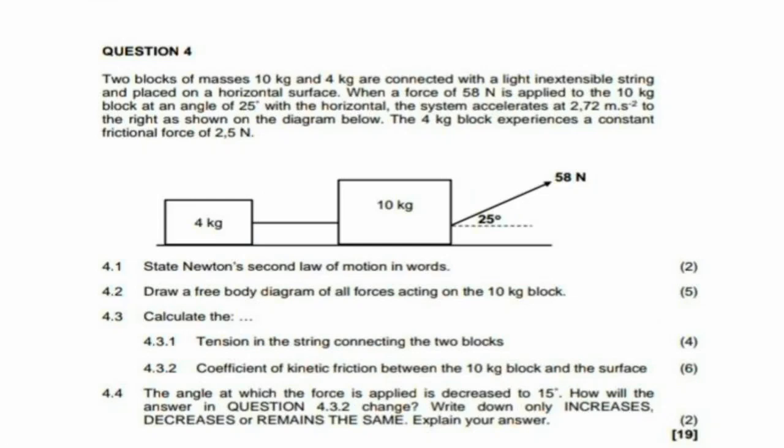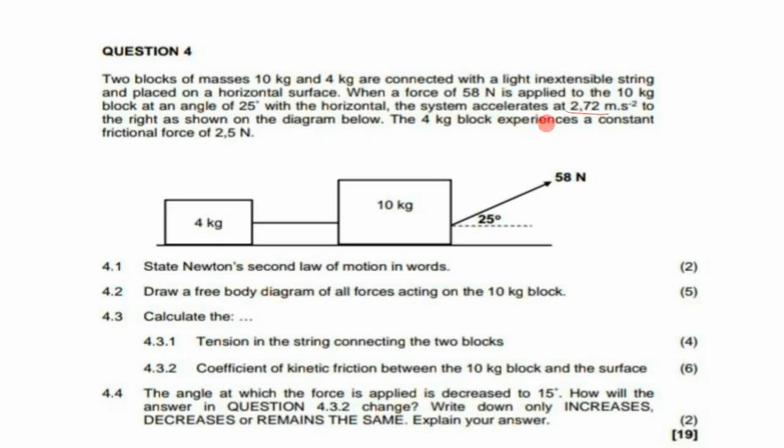Okay, so let's look at question 4. It says two blocks of masses 10 kg and 4 kg are connected with a light inextensible string and placed on a horizontal surface. When a force of 58 Newton is applied to the 10 kg block at an angle of 25 degrees with the horizontal, the system accelerates at 2.72 meters per second square. So we are given the acceleration to the right as shown on the diagram below.